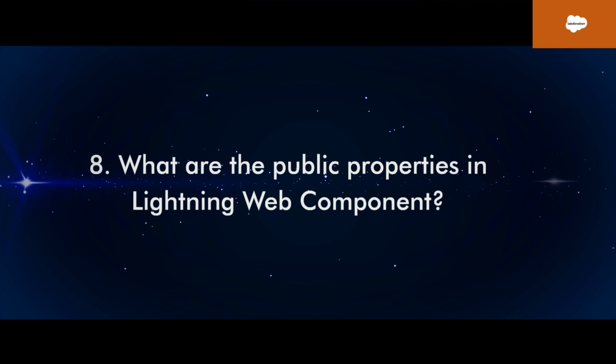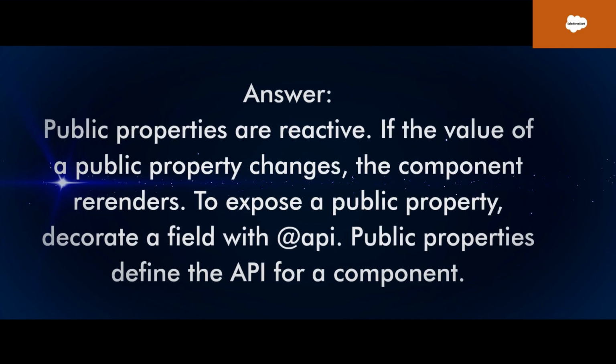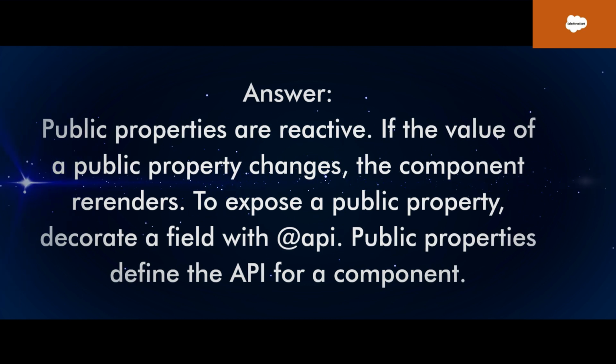8. What are the public properties in Lightning Web Component? Answer: public properties are reactive. If the value of a public property changes, the component re-renders. To expose a public property, decorate a field with @api. Public properties define the API for a component.